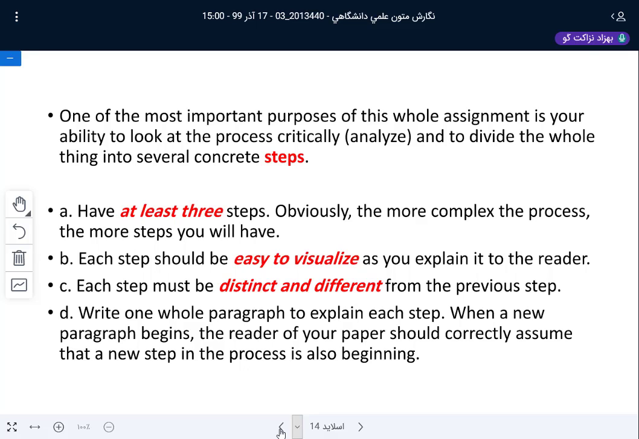Each step should be easy to visualize as you explain it to the reader, and each step must be distinct and different from the previous step. Very good. And write one whole paragraph to explain each step. When a new paragraph begins, the reader of your paper should correctly assume that a new step in the process is also beginning.